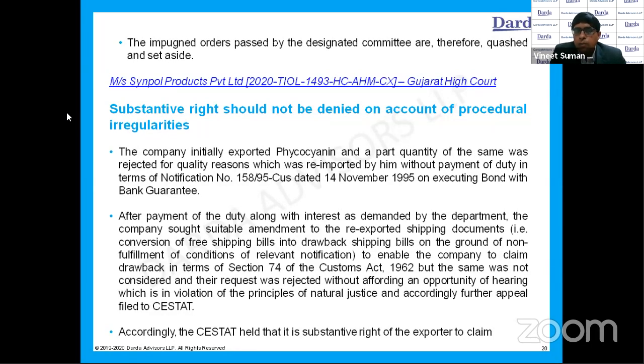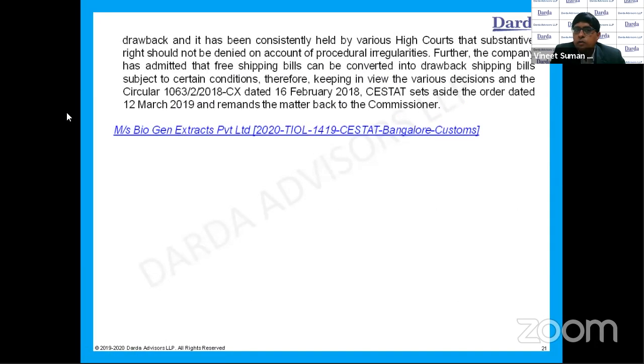And as usual, it's a principle which has been laid down in a number of court judgments, and they also followed the judgments of courts and told that, as the circular and the law allow amending the shipping bill in the specific scenario, you need to follow that and make the amendment. So it's only the issue about the shipping bill amendment.